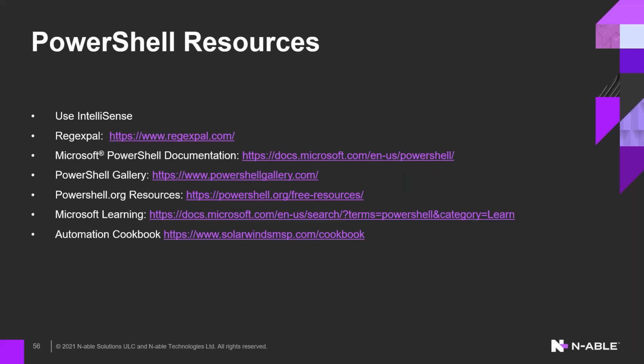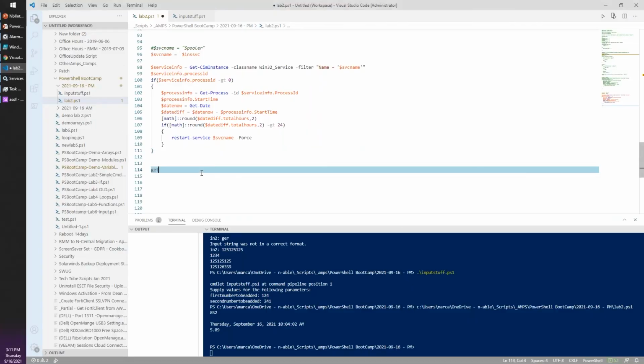Now, if you want to just move on and learn more, the first thing I say to get resources, use IntelliSense. When you're in VS Code, and you start typing a command. So get dash service space dash.